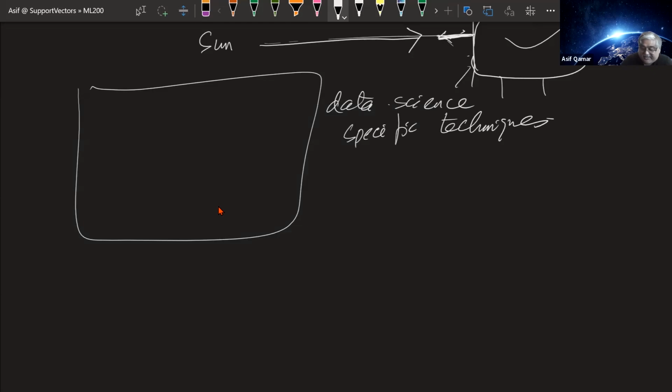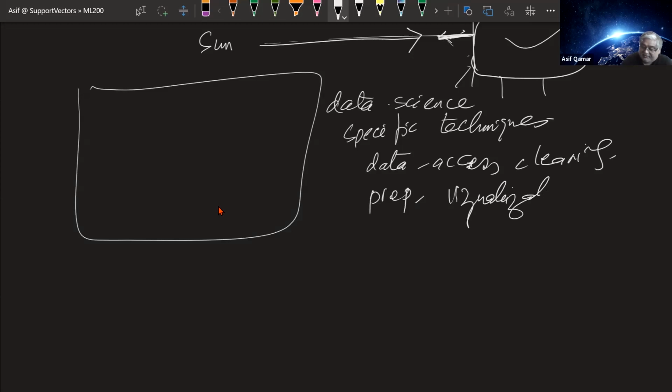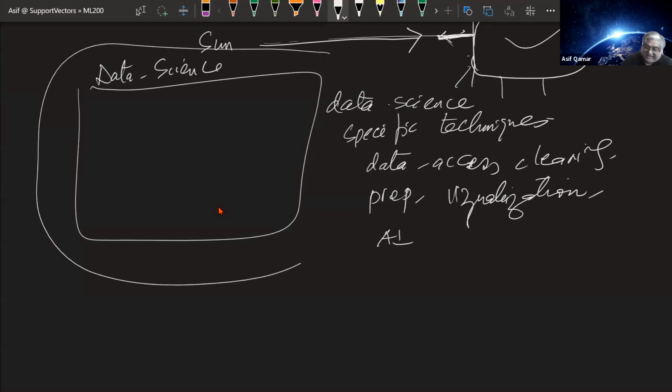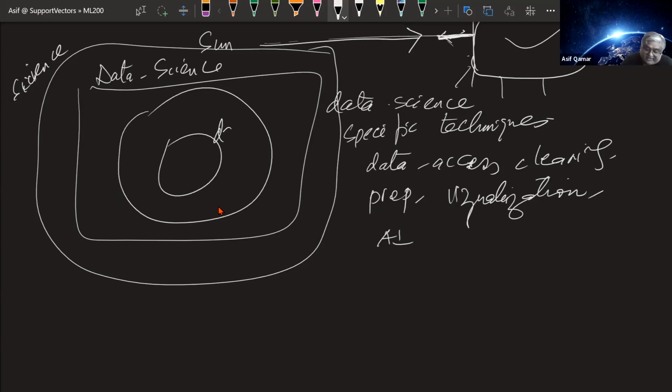And those techniques are basically data access, cleaning and preparation, data preparation, visualization, right? And then we also put machine learning in there, AI in there, right? The AI is there, part of it, right? So I would say that data science is basically one aspect of science. Science has many other things that you worry about, but focusing more on the data itself and the manipulation of data, all science is about data. Then you have AI, and then you have data science AI.